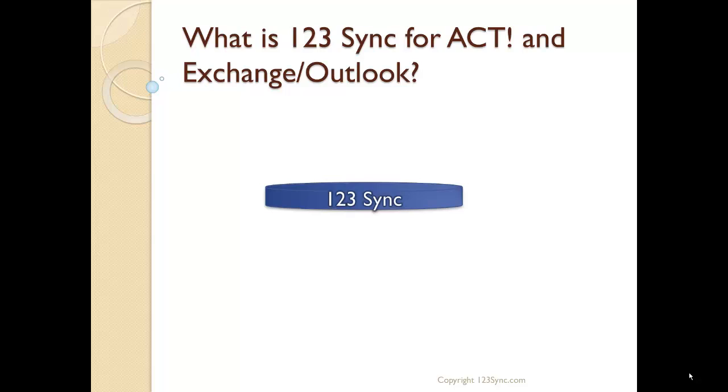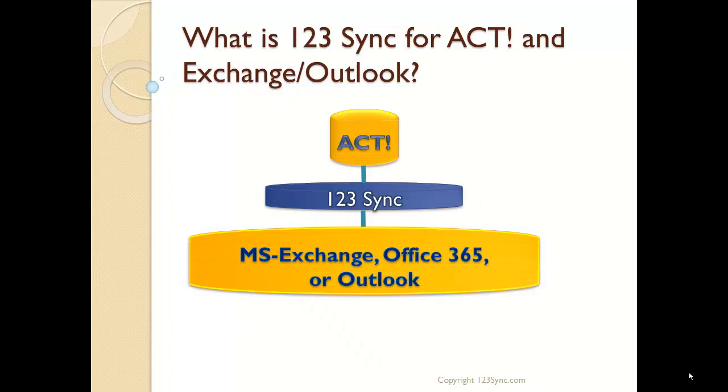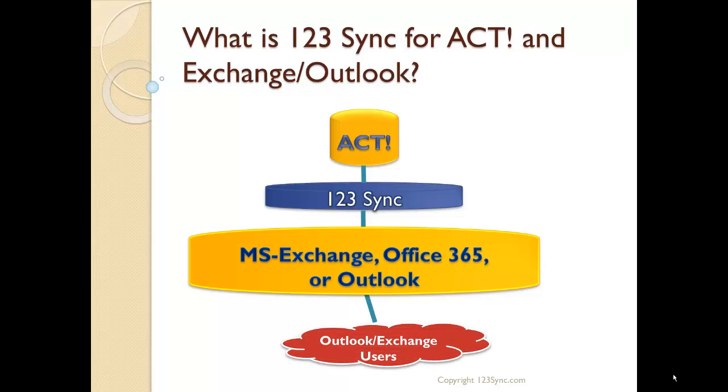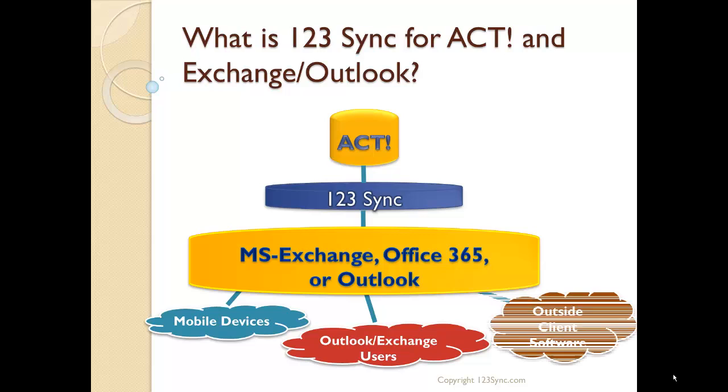Before we start, I would like to briefly explain what 123 Sync is, so it is easier to understand our initial slides here. 123 Sync is middleware that connects ACT with Microsoft Exchange, Office 365, or Outlook. The amazing part about the Exchange platform is that a variety of items connect to it, including Outlook and Exchange users, mobile devices, including iPads, iPhones, Android, you name it, and as well any kind of client software, most of them or all of them that we know connect with Exchange.